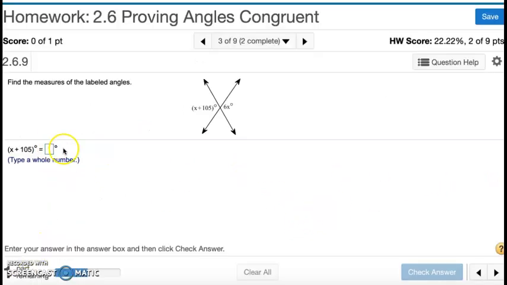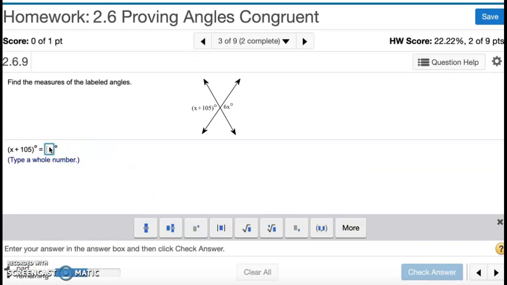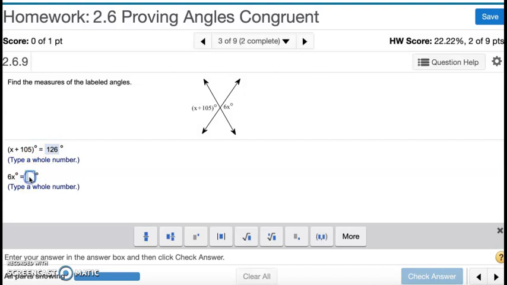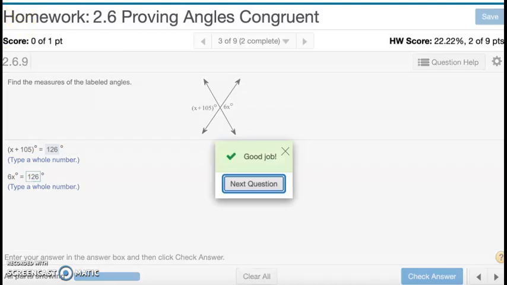So let's type it in. 126. And 6x will also be 126. And that's number 3.